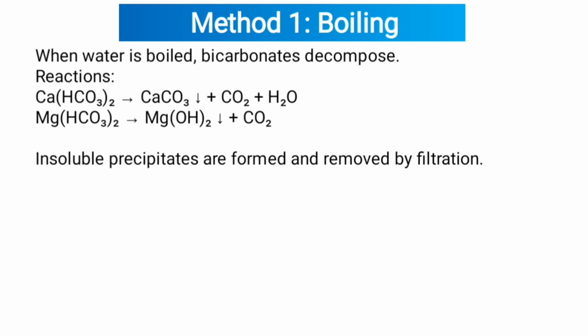Method 1, boiling. When water is boiled, bicarbonates decompose. Reaction: Ca(HCO3)2 gives CaCO3 precipitate plus CO2 plus H2O. Mg(HCO3)2 gives Mg(OH)2 precipitate plus CO2. The insoluble precipitates are formed and removed by filtration.